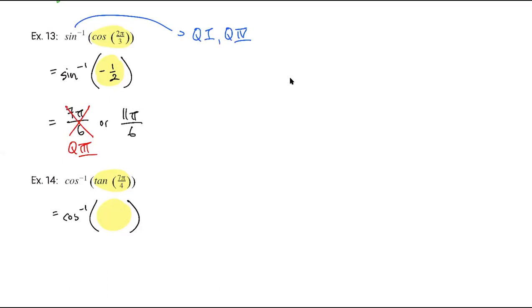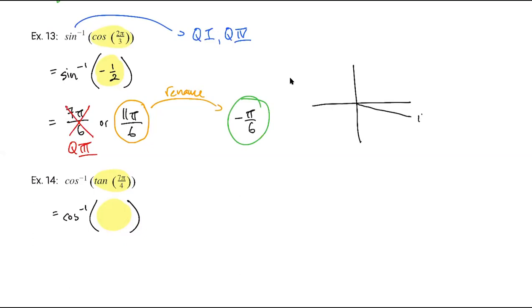And so it turns out that this is a case where we're going to need to rename our angle. And anybody get what we rename it to be? Negative pi over 6. So perfect. Negative pi over 6 is our correct answer. So nice. Okay. So if you think about it, our 11 pi over 6 is right here. This is 11 pi over 6, but another name for it is negative pi over 6. Okay.